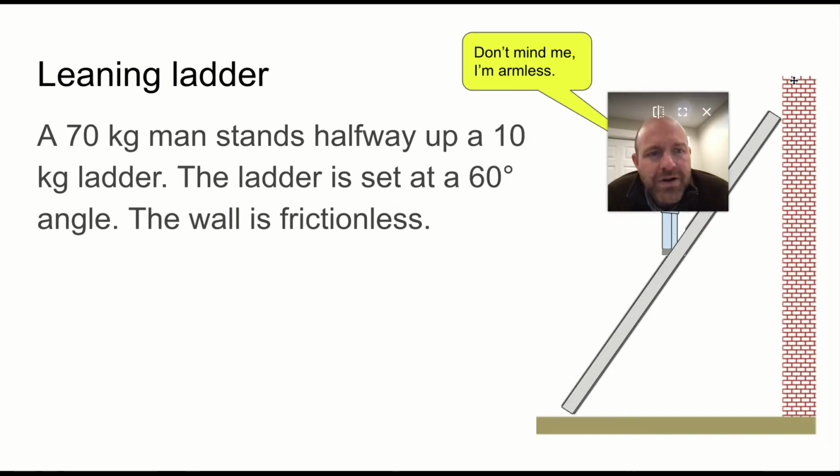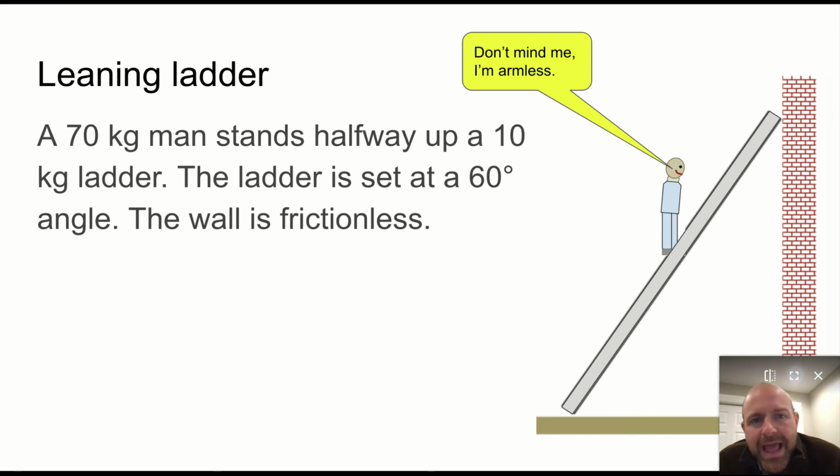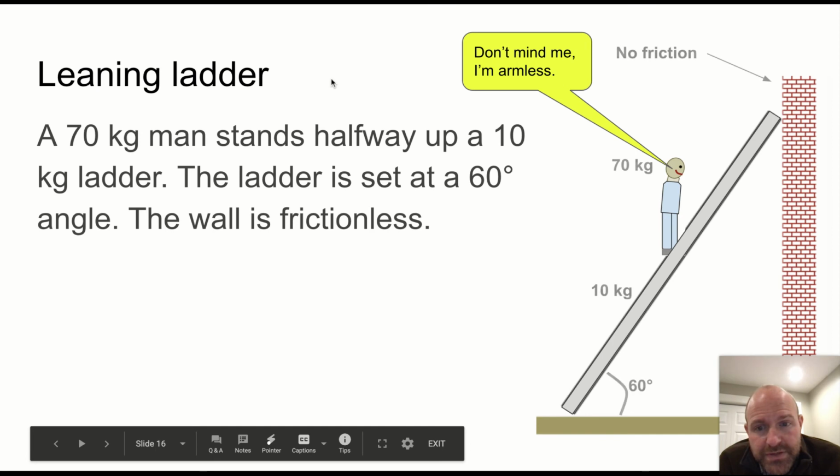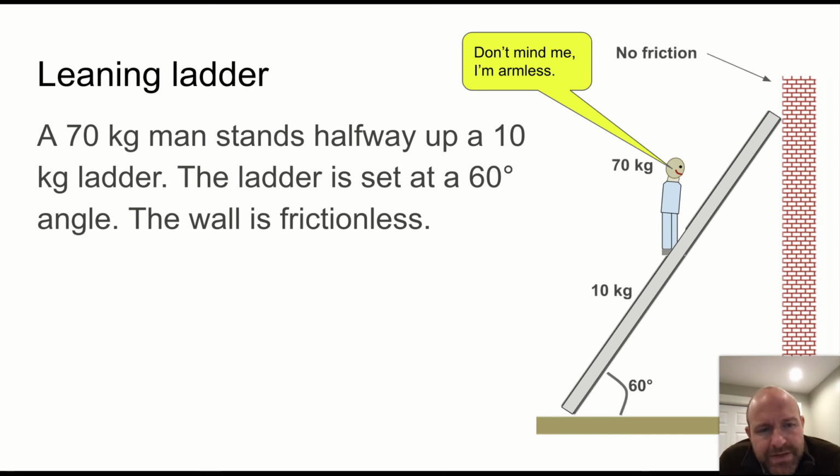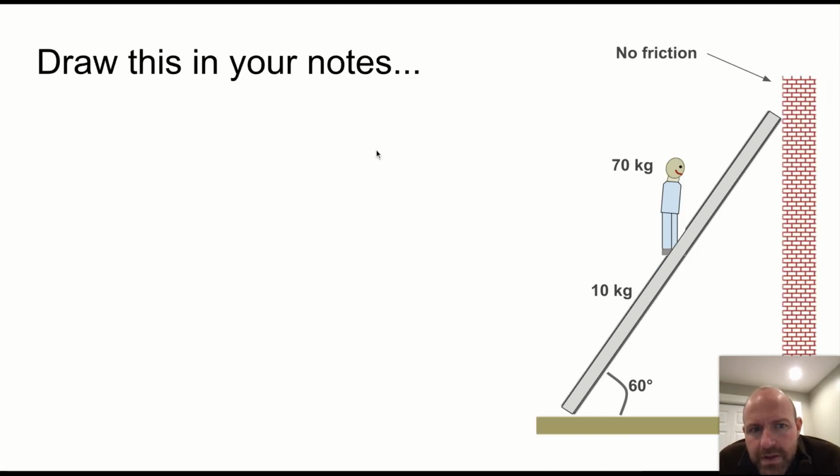Anyway, so here's our last big example. This is the leaning ladder. If you lean a ladder up against a building, it's not fastened to the building. It's not fastened to the ground. And if we imagine that the wall is frictionless, which is not a terrible example compared to the grip on the ground, you put a 70-kilogram person halfway up a 10-kilogram ladder. The ladder is set at a 60-degree angle, and the wall is frictionless. So there are the pieces of it: no friction there, 70 kilograms, 10 kilograms for the ladder, and a 60-degree angle.